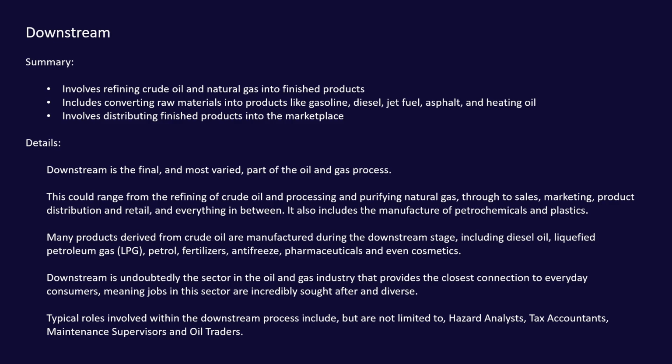This could range from the refining of crude oil and processing and purifying natural gas, through to sales, marketing, product distribution and retail, and everything in between. It also includes the manufacture of petrochemicals and plastics. Many products derived from crude oil are manufactured during the downstream stage, including diesel oil, liquefied petroleum gas, LPG, petrol, fertilizers, antifreeze, pharmaceuticals, and even cosmetics.